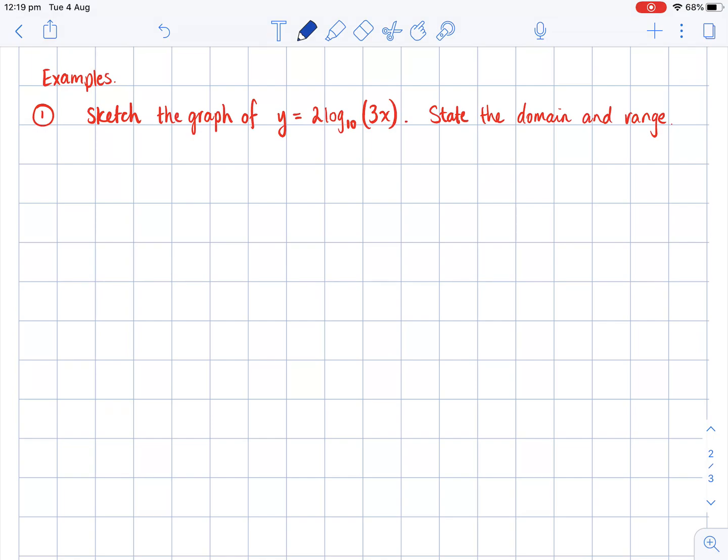So to do this, the first thing I'll do is I'll recognize that this 2 in front is a dilation from the x-axis, and it's a dilation by a factor of 2. And the 3, this is a dilation from the y-axis, and it's a dilation of a factor of 1/3.